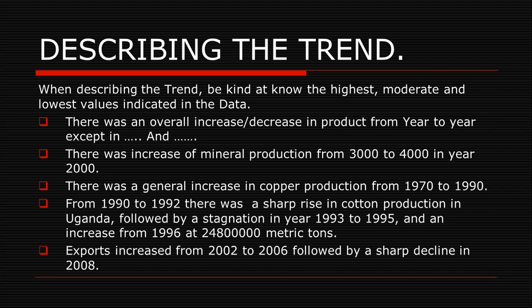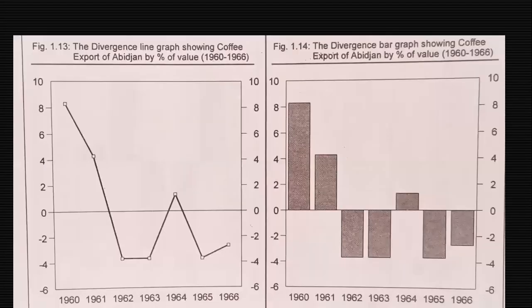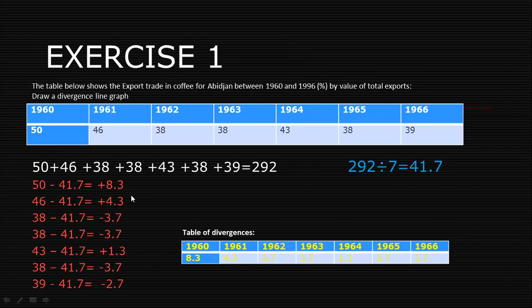be keen to know that there must be a highest figure, there must be something moderate and there must be a lowest figure in the information that is indicated in the data. How do I tell? For example, if I am given information and they have given me something like this graph, in the raw data that I had, I already know that this information here is the highest. This information here is the moderate. This information here is what? The lowest. In terms of positive and negative.